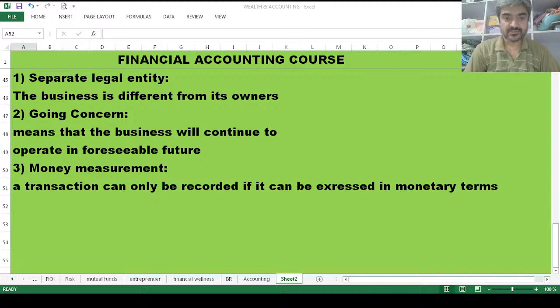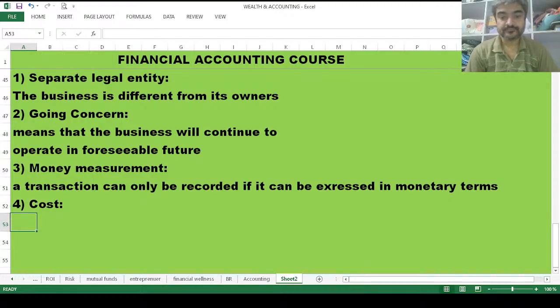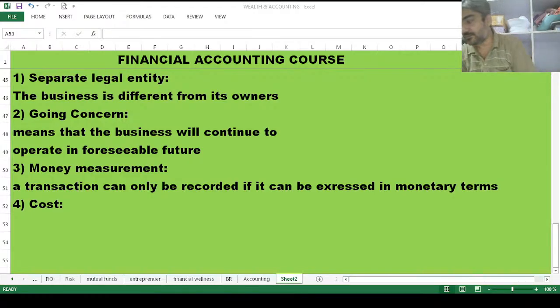The next concept is the cost concept. This concept is closely related to the going concern concept. According to it, an asset is ordinarily entered on the accounting record at the price paid to acquire it, and this cost is the basis for all subsequent accounting of the asset.